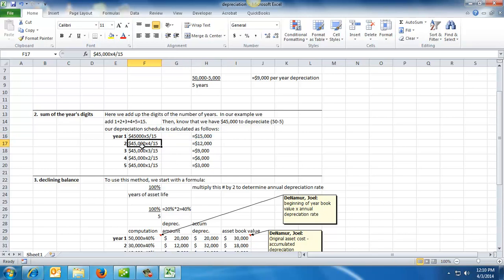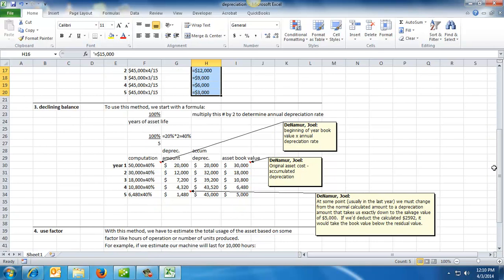In the second year, because there are 4 years left, we take 4 over 15 times the $45,000 to give us $12,000, and so on and so forth, until our last year we only have 1 year left. We take it times 1/15. When you add all these up at the end, you should add up to the $45,000. Then you'll know that you did it correctly.